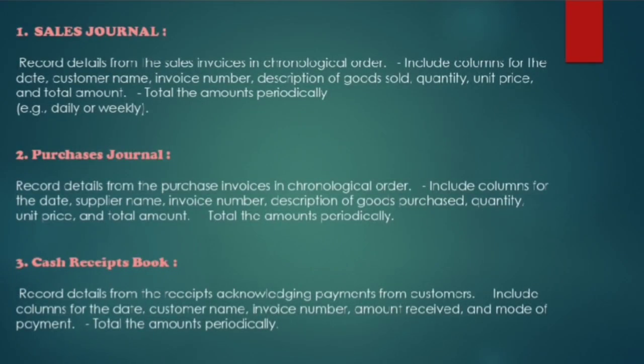Thirdly, cash receipts book. The cash receipts book records details from the receipts acknowledging payments from customers. It includes columns for the date, customer name, invoice number, amount received, and mode of payment. It also totals the amounts periodically.